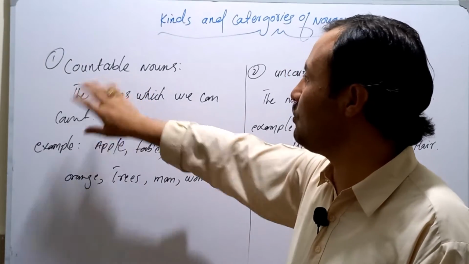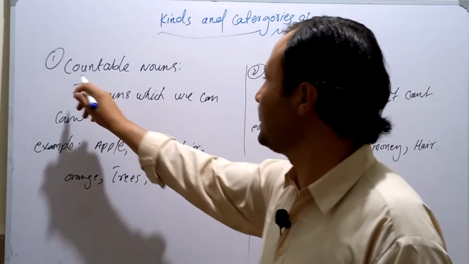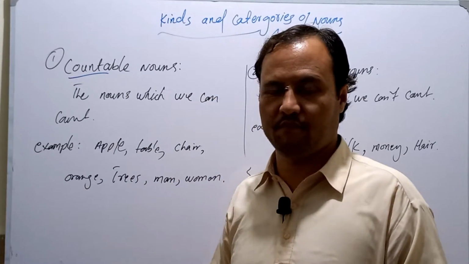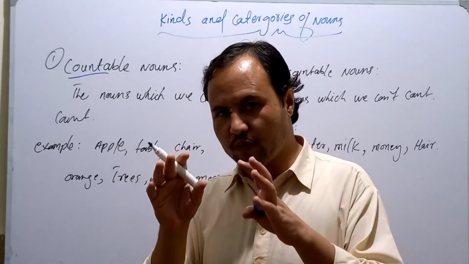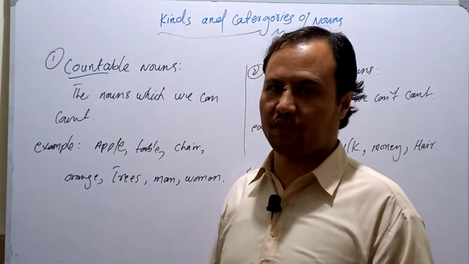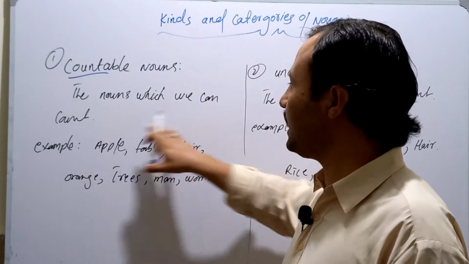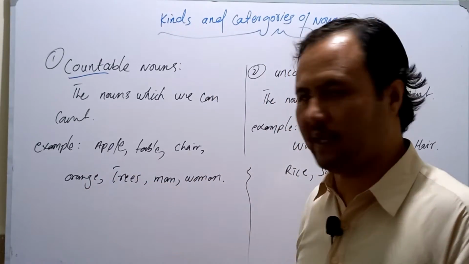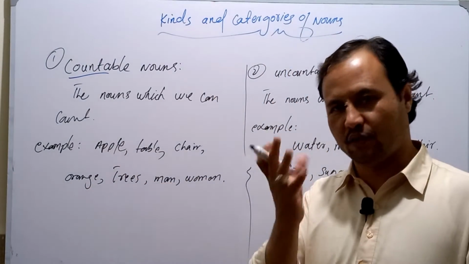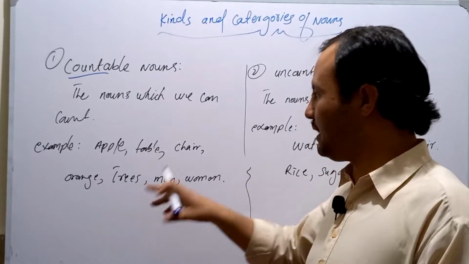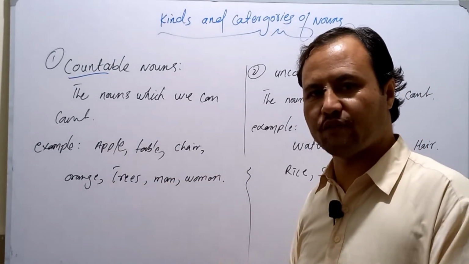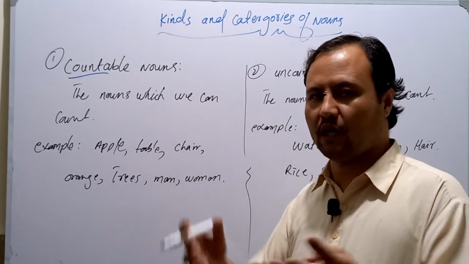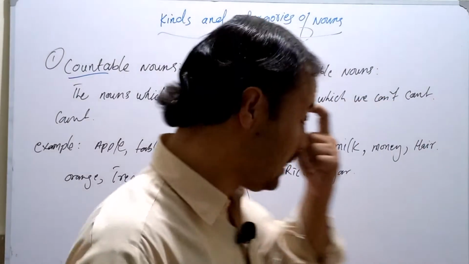So you have to understand now countable nouns. Countable nouns, it means the nouns which we can count them. Very easy, yes? The nouns which we can count them, they are called countable nouns. The nouns which we can count, very simple, we call them countable nouns. For example, apple. Now see, apple, you know what's apple. So apple, 1 apple, 2 apples, 3 apples, 4 apples. Even 10 apples, 100 apples, we can count them. So we call them countable nouns.